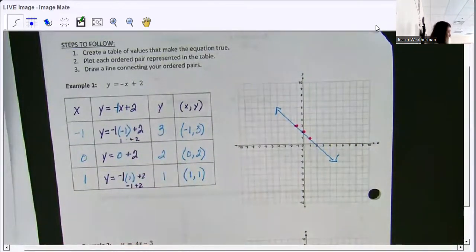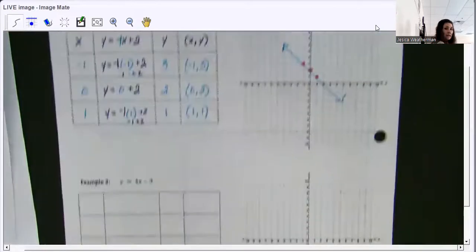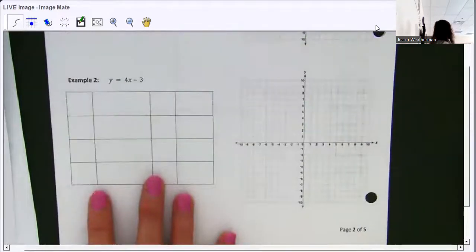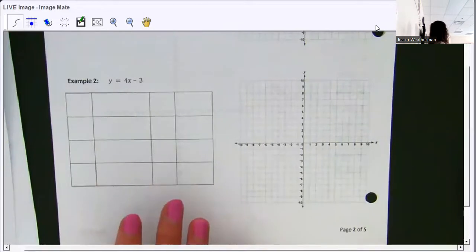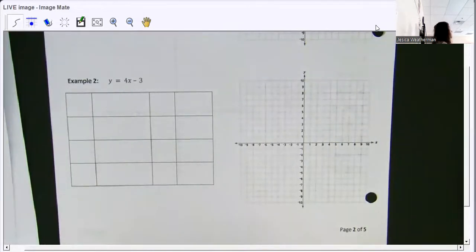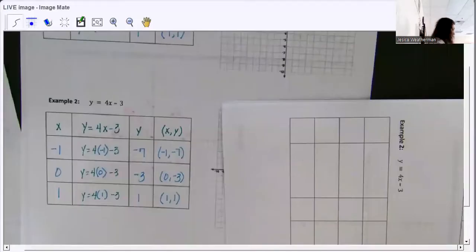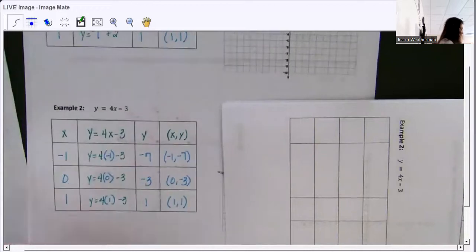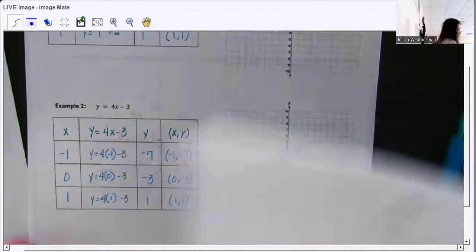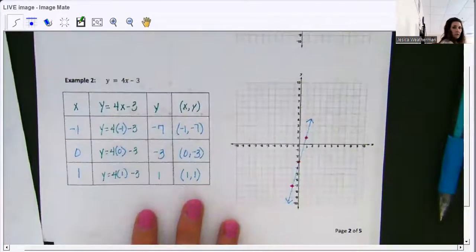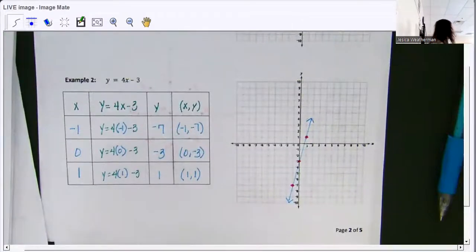All right, so what I want you to do is the exact same thing for example 2. Use the same -1, 0, and 1, fill out your chart and graph your points, and then we'll come back and you can check your answer with mine. Okay, so this is the table. And then this is your graph. So you want to make sure that your table and your graph are correct.